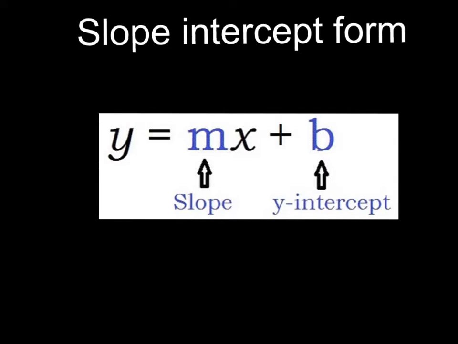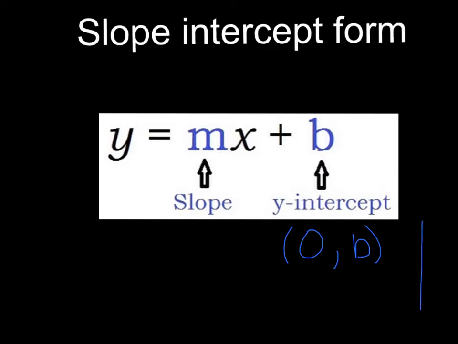M is always multiplied by x. B stands for the y-intercept. Y-intercept is going to be 0, comma, whatever number crosses the y-axis. So the y-intercept is where that line crosses the y-axis.